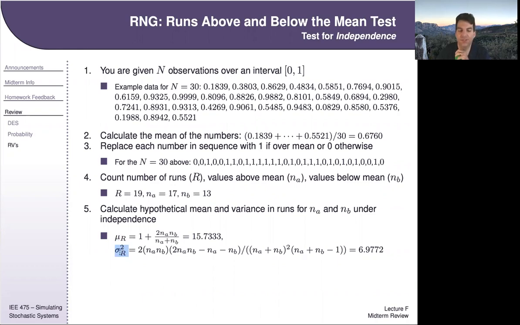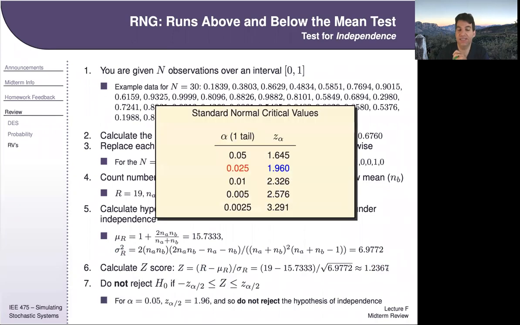With those, you can calculate a z-score based on the number of runs you actually observed. That gives you a z-statistic that you can use a z-test on. If I give you a significance level of 0.05, you go to the table, which I'll give you, cut that 0.05 in half, and look up the critical value, which is 1.96. This particular value is under 1.96, so I fail to reject independence. I can't accept independence, but I can fail to reject it.